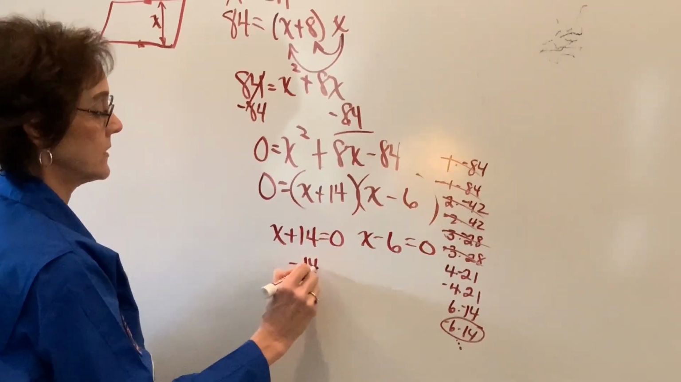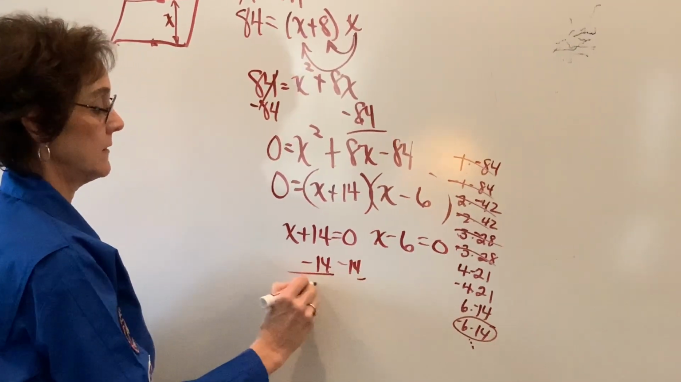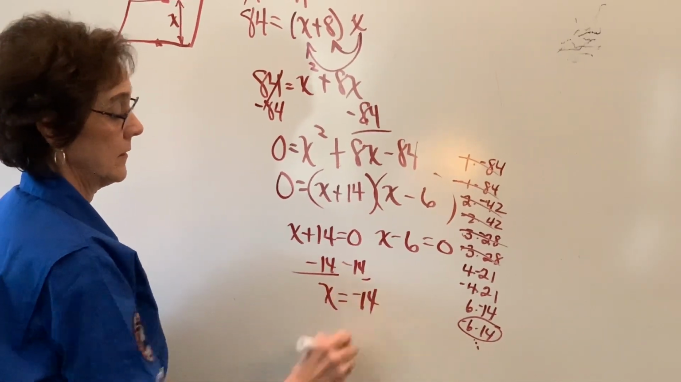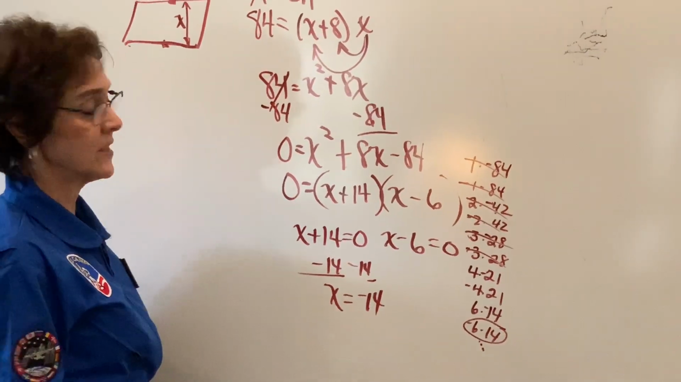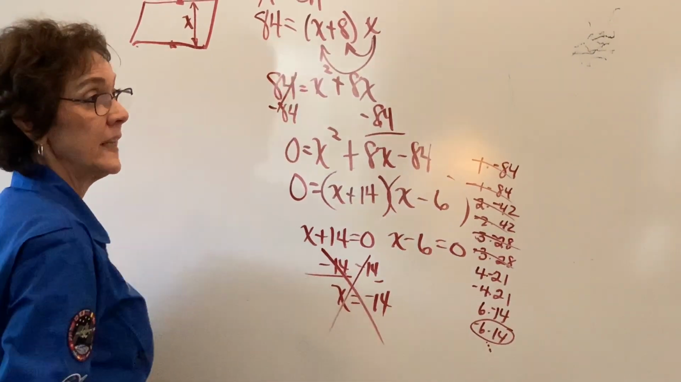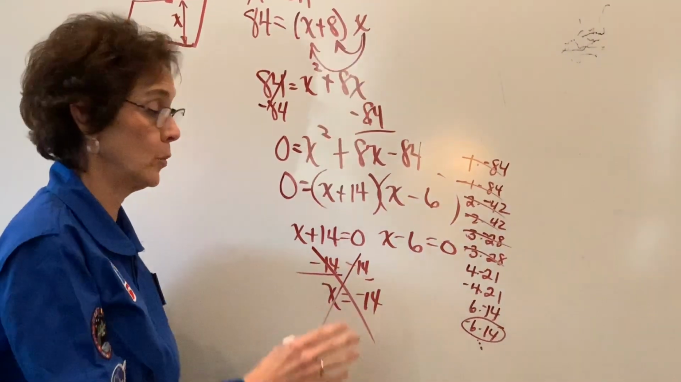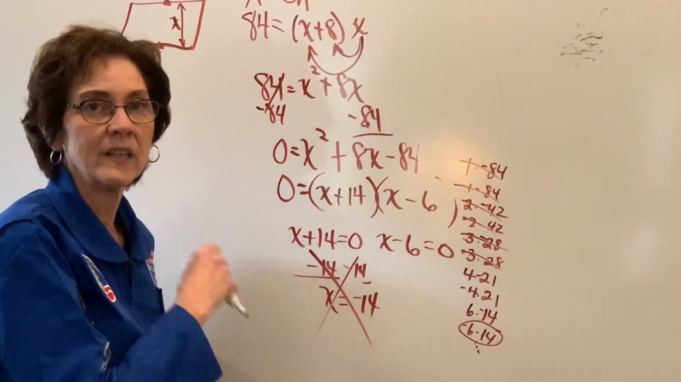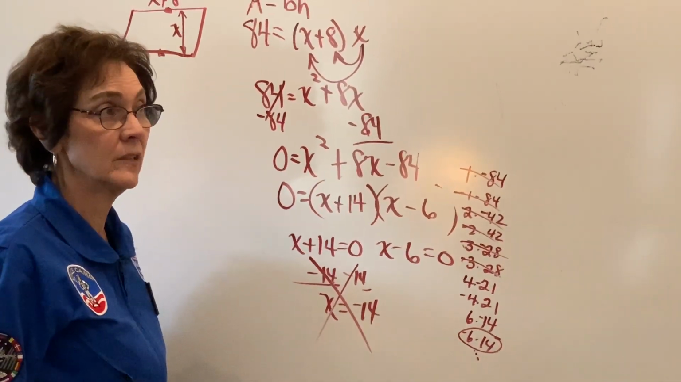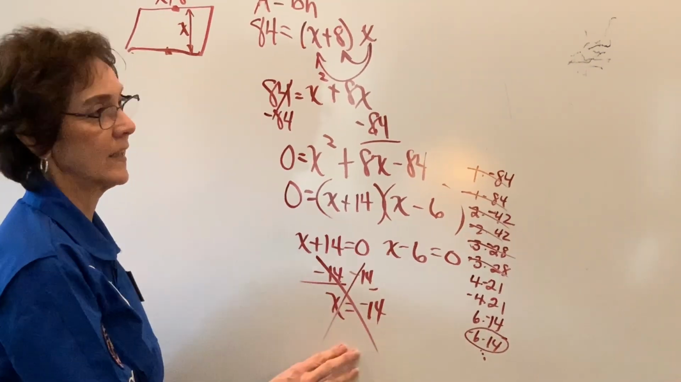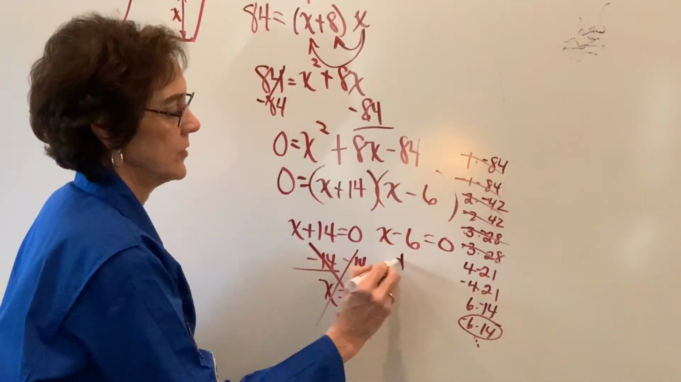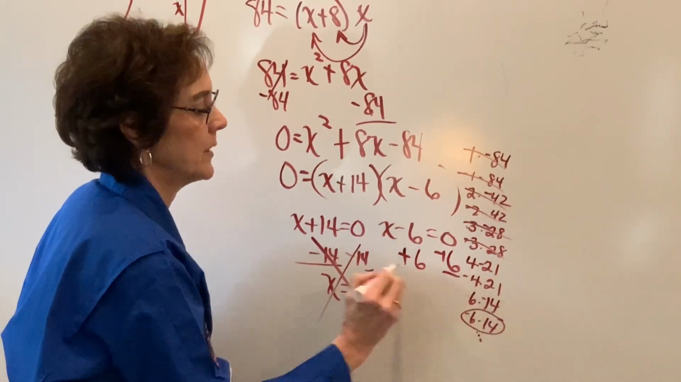So minus 14, minus 14. Can a distance be negative? No, this is an extraneous solution. It is a solution to the equation, but because this is a real-world application, it is impossible for a distance to be negative. So that cannot be the answer. So this will have to be the answer because it's going to be a positive number.